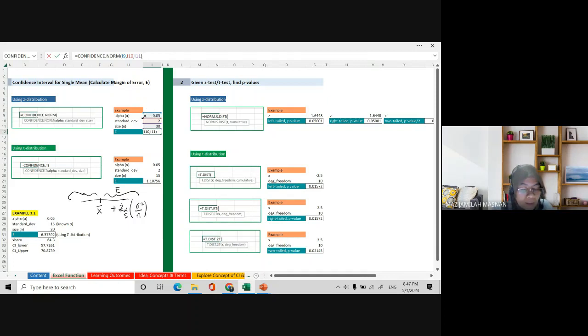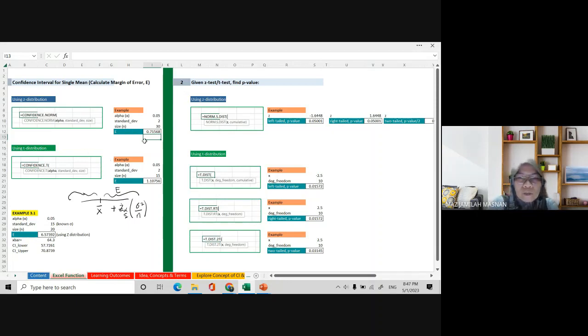For this simple example, before we go to example 3.1, let's say we have alpha 0.05, the standard deviation is 2 and the sample size is 30. These are all the information that needs to be put into your Excel function. So I9 is for the alpha, I10 is for the standard deviation and I11 for the sample size. Let me do it again here, so you can try on your computer as well.